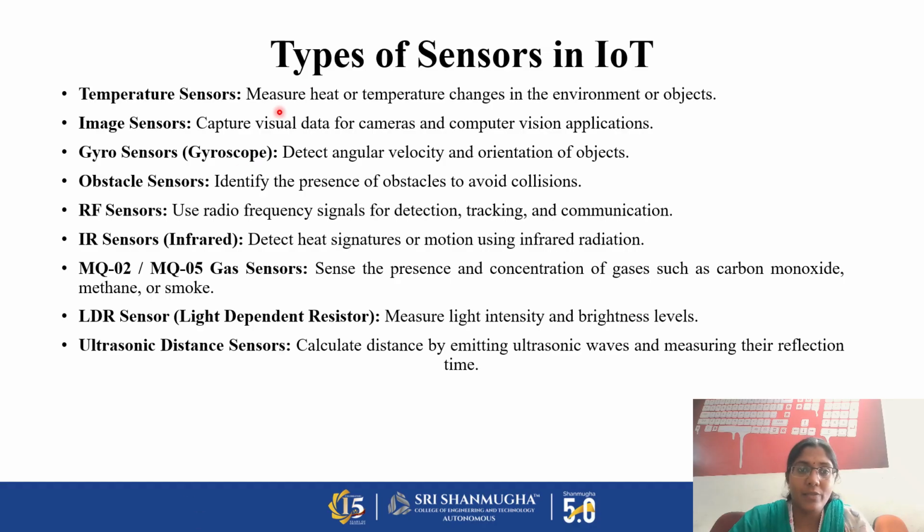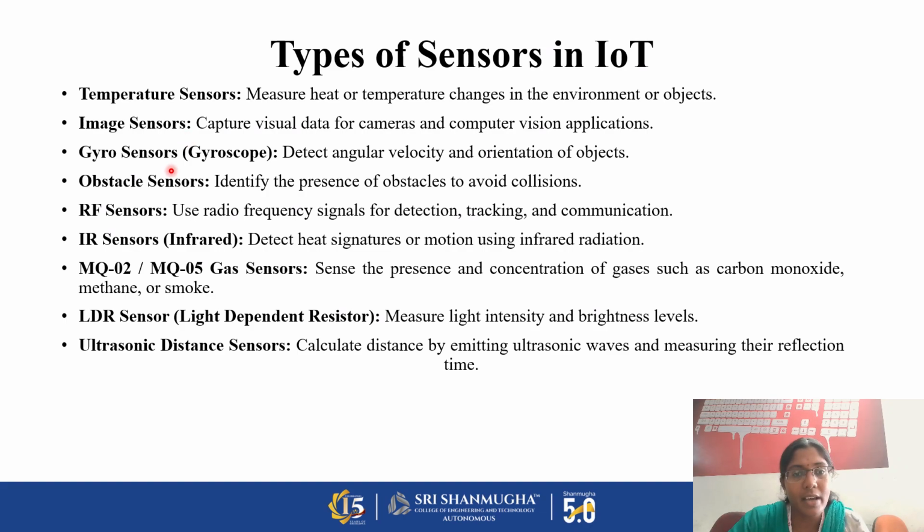The next one is types of sensors. What are all the types of sensors available? It can be a temperature sensor. For what purpose can we use a temperature sensor? To measure heat, or any temperature changes in your environment, or in the things connected to your IoT. That can be done with the help of temperature sensors. And the next one is image sensors. What is meant by image sensors? If you want to capture any visual data for cameras or computer vision applications, in those places the image sensor can be used.